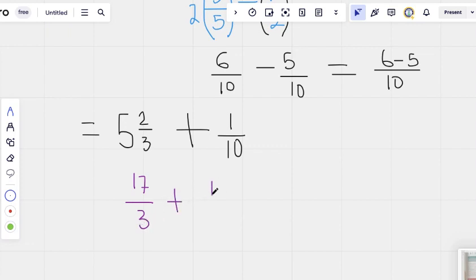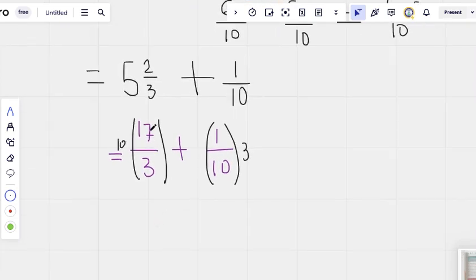The next thing to do is either we take the denominator of this to multiply this, and take the denominator of this to multiply, or we find the LCM of the denominators. Since the last one we used the LCM, now let's multiply both by the denominator of the other one. So we multiply this by 10, and this one by 3. When we do that, 10 times 17, you get 170.